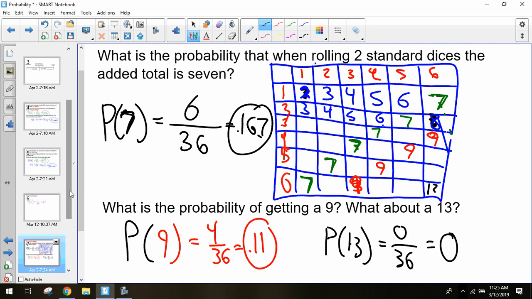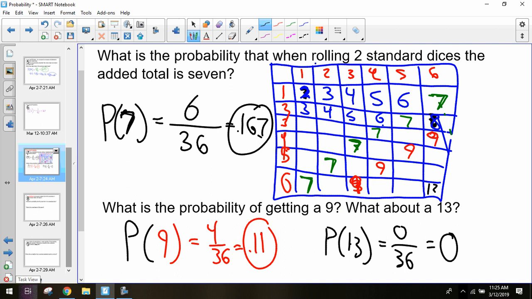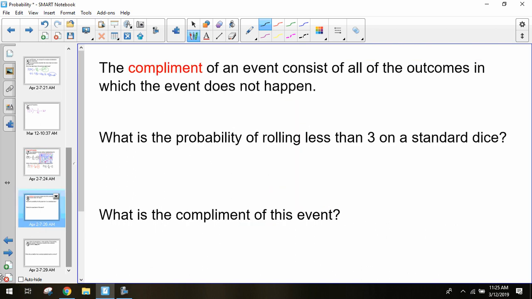Okay. We're going to talk about one other thing today, and then look at one other problem. That's where we'll cut it for today. So with probability, you have the probability of an event. But whenever you're looking for the probability of an event, we also get the complement. The complement of anything is the event in which all of the possible outcomes in which that event does not occur.